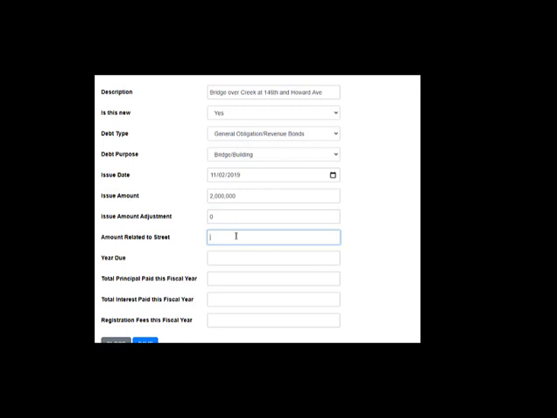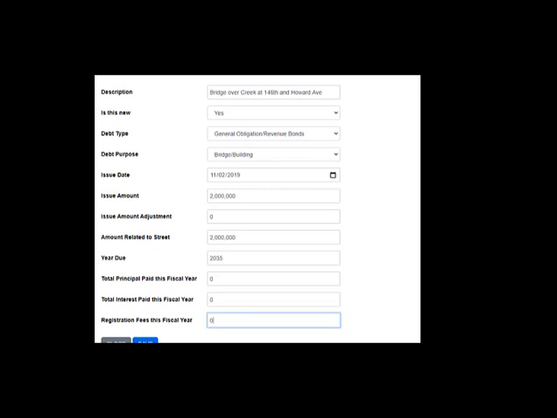Amount related to street. This time we're going to say we took out this bond entirely for this bridge project. Nothing else is in there. All $2 million is for street purposes. We're going to pay this off in 15 years, so 2035. And we may or may not have made payments during this first year. Sometimes there's an interest-only payment that first year. Sometimes you don't have any. If you have zeros, you'll need to go in and put in zeros. If you have no actual numbers to report, please go in and put those in as well.